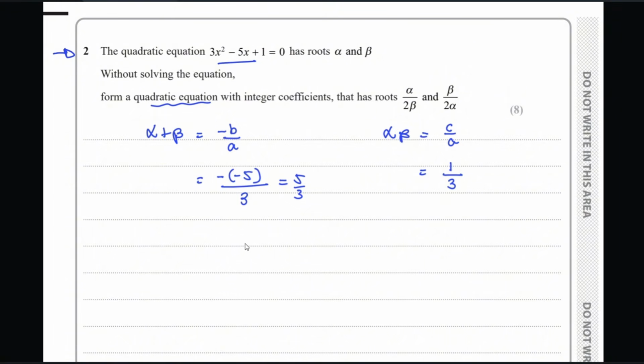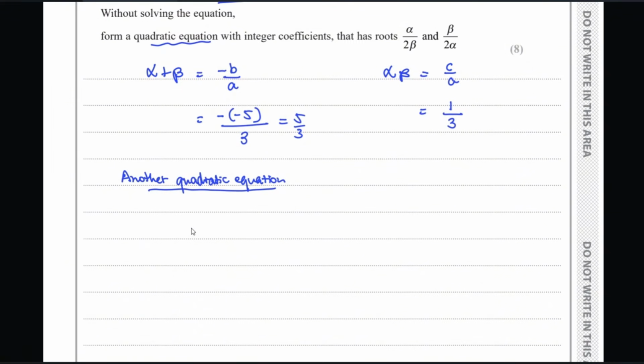And then let's think about the other equation. So another quadratic equation. So if we think about another quadratic equation, it says the roots of this quadratic equation are alpha over 2 beta and beta over 2 alpha. So they also have this rule of sum of roots and product of roots. Let's try and find their sum of roots and product of roots. So sum of roots would be alpha over 2 beta plus beta over 2 alpha. And let's try and simplify this addition of fractions. So what we do is we try and find a common denominator.